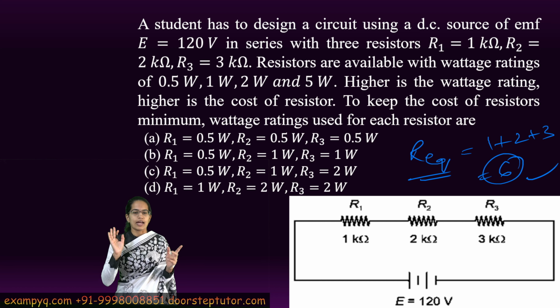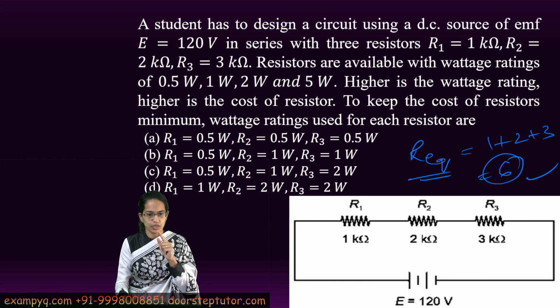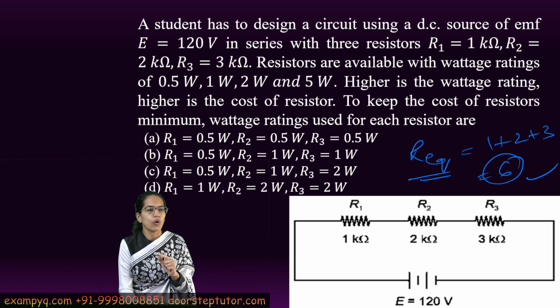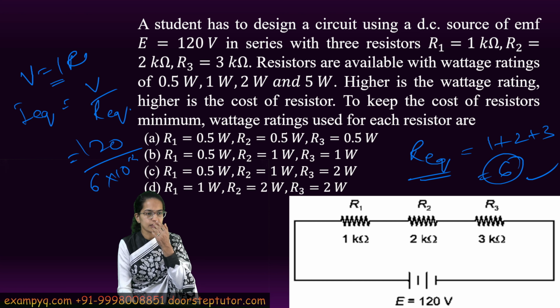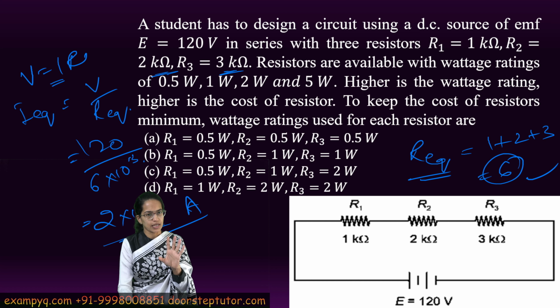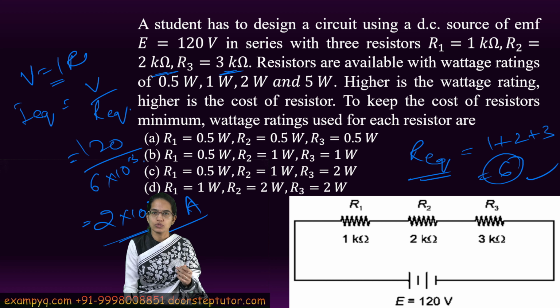Now understand, there is the 120 volt, which is the voltage across the circuit. Now V is equal to IR. So let's find out the equivalent current first. So the equivalent current would be V by equivalent resistance, and that would be 120 divided by 6 into 10 raised to power 3, since it's kilo ohms. We solve it, 2 into 10 raised to power minus 3 ampere would be the current. Now this is the equivalent current through the circuit.